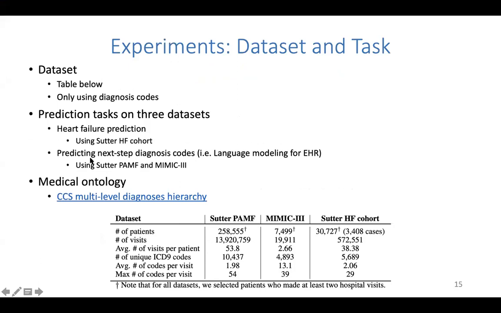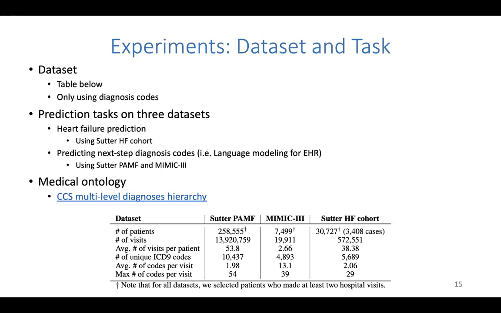All right, so as I was saying, 2 tasks on 3 datasets. I've already talked about heart failure prediction, which you can think of as a binary classification test on a 30,000 patient dataset. The next one could be a bit unfamiliar. This is a bit like language modeling for EHR, which is basically given a sequence of visits, you want to predict all the diagnosis codes that would happen in your next visit. In language modeling, given all the word sequence, you're trying to predict the next word.